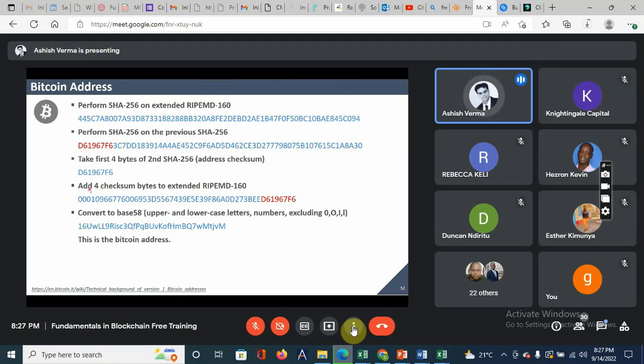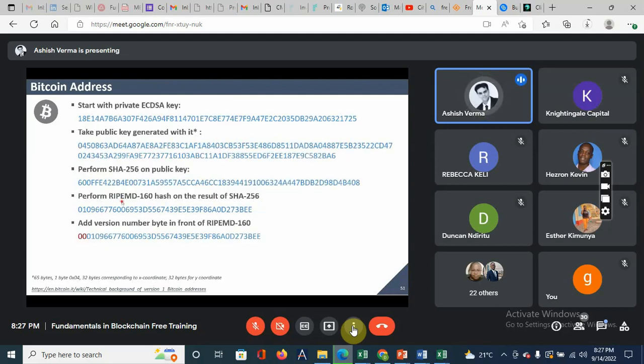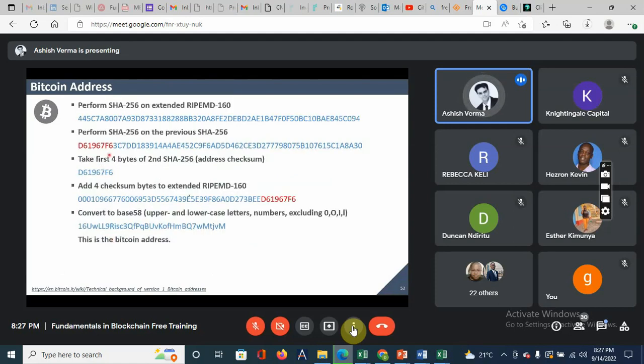We add 4 checksum bytes to the extended RIPEMD-160. So this is the RIPEMD-160 output which we had here, and then we attach these 8 digits to it, and then we convert it to a base 58 algorithm. This base 58 algorithm uses upper and lowercase letters, and it excludes characters like 0, O, I, and L because they look the same, so it doesn't consider them. And this is the output which comes out as the Bitcoin address.